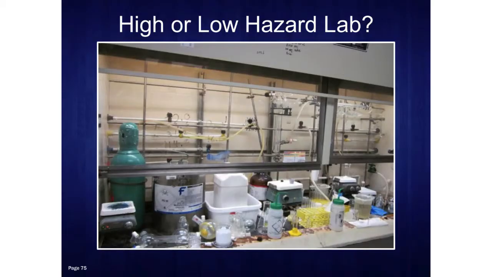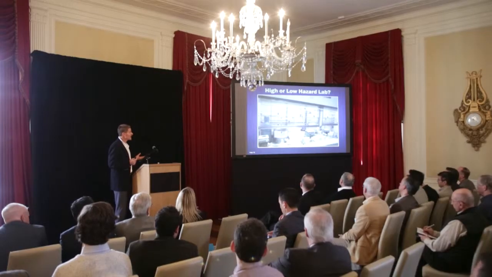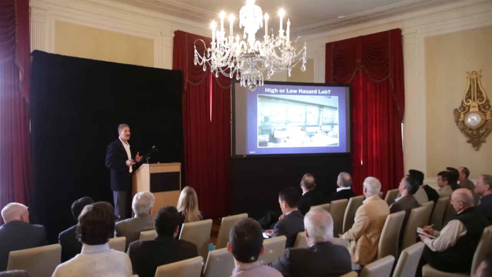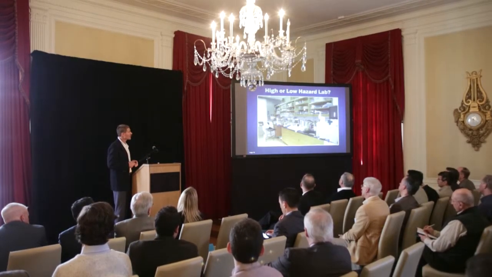So when you walk into a lab, it's not easy to see if it's high or low hazard. In this case, we've got a fume hood. It's got a can of methylene chloride with a skull and crossbones, if you can see it. It's got compressed gases. It's got a hot plate. Looks a little scary. Is that high or low hazard? Looks high hazard, but we need a little bit more information.